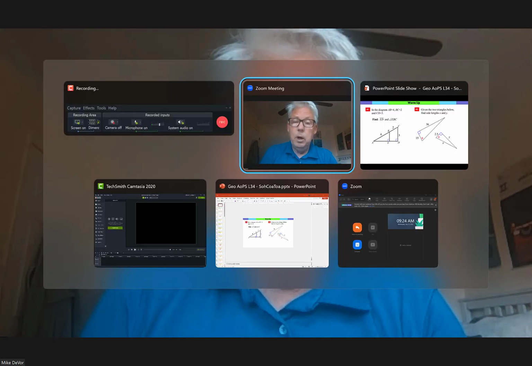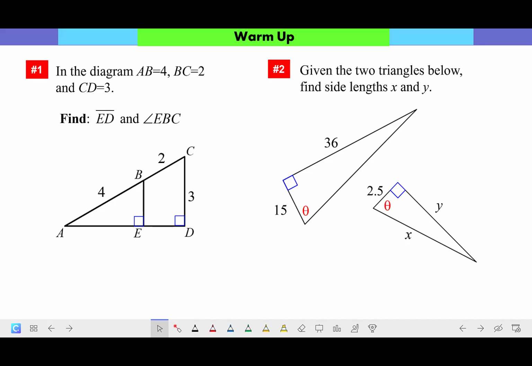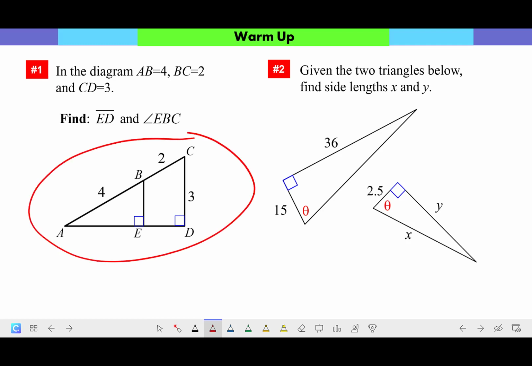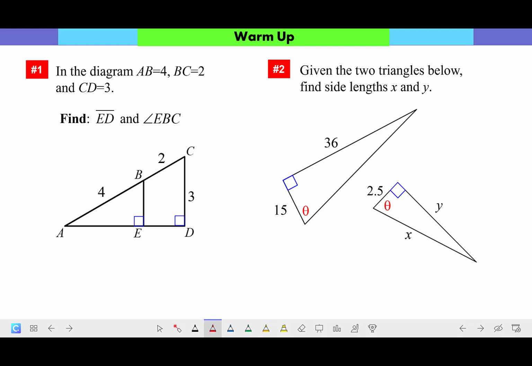Actually, before we get started, all my lessons would always start with some sort of warm-up. For example, we're going to have a lesson on the introduction to trigonometry. I would start with a warm-up that has some similar triangles, and really start talking about this angle theta as a transition into the actual lesson.